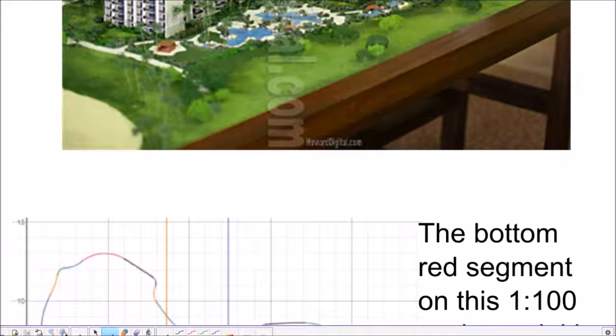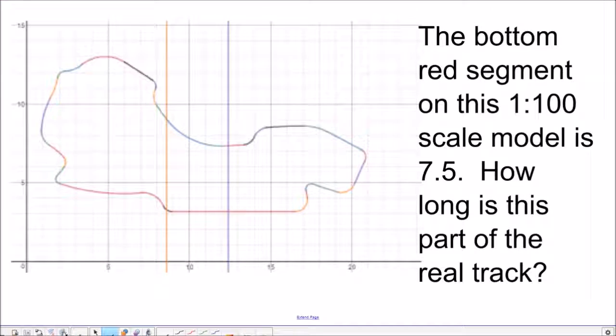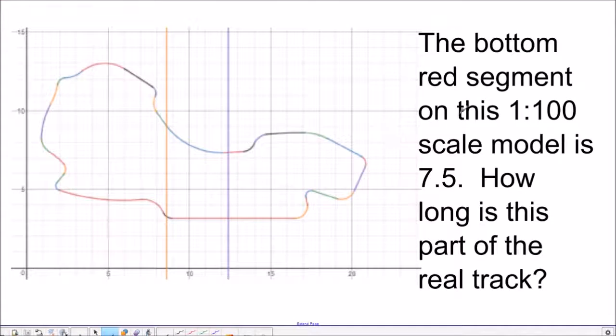Okay. Also, this comes from a paper that one of my IB students is writing, and they actually made a scale model of a racetrack. Now, the racetrack is not 20 meters long. Okay, according to this graph, it looks like the racetrack's 20 meters long. That would be a pretty boring racetrack. It's not very long. I don't think you could even fit a car on it.